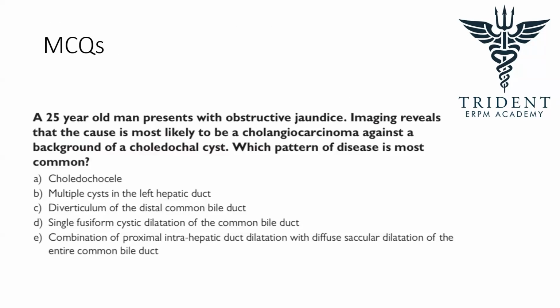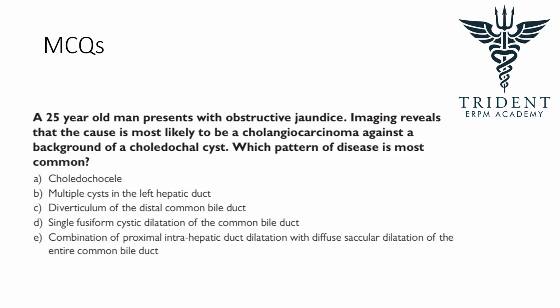In this question, a 24-year-old man presents with obstructive jaundice. The imaging revealed that the cause is most likely to be a cholangiocarcinoma against a background of a choledochal cyst. Which pattern of disease is most common? The answer is D, the single fusiform cystic dilatation of the common bile duct.